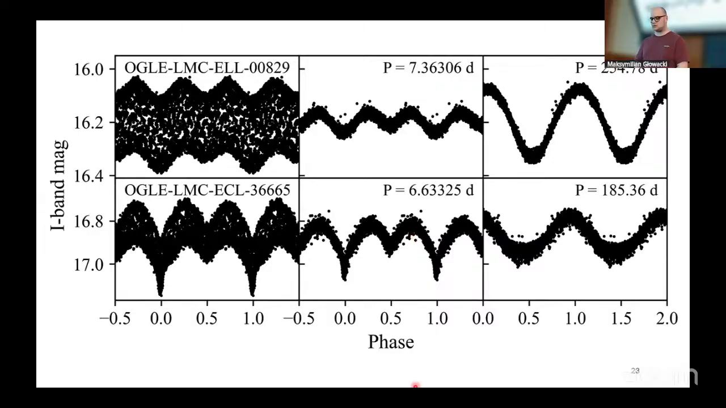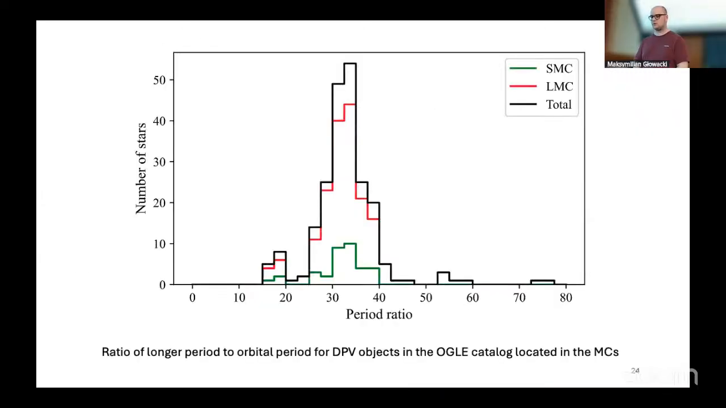We can also see that on this distribution here, which shows the period ratio of the longer period to the orbital period. We see that it has this distinctive maximum around 33. Of course, there are some objects that are far from 33.